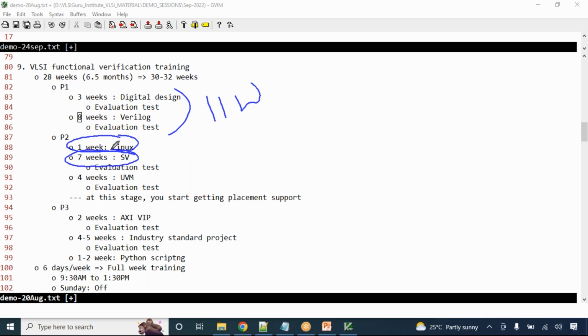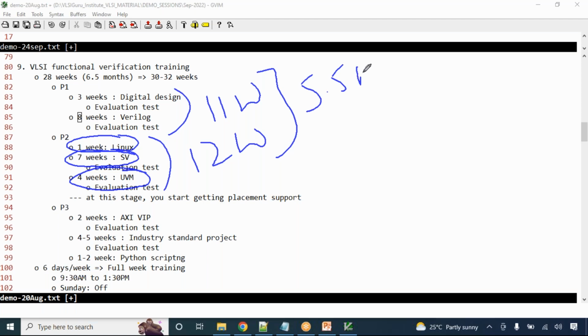7 weeks of SystemVerilog and 4 weeks of UVM. That is what? 12 weeks. 23 weeks is roughly 5.5 months. By then you are ready for the job actually. At this stage you can start looking for job support.